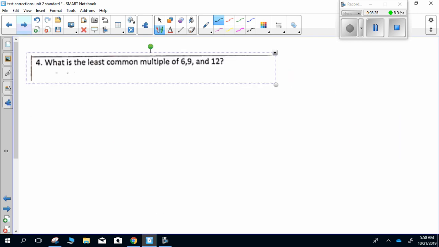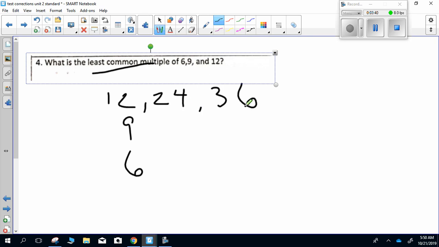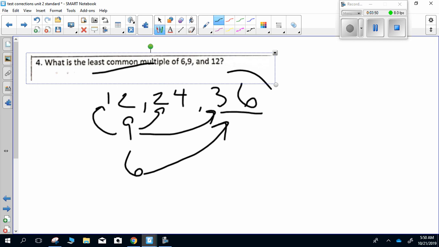Question number 4. What is the least common multiple of 12, 9, and 6? So I count by 12s. 12, 24, 36. And then check with my next number. Does 9 divide into 12? No. Does 9 divide into 24? No. Does 9 divide into 36? Yes. Does 6 divide into 36? Yes. That's my answer.